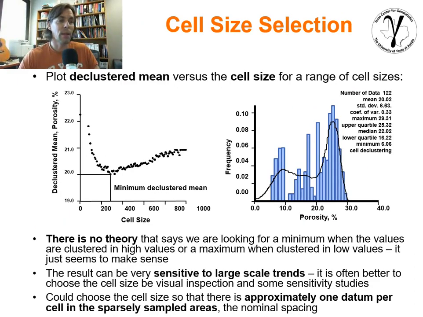Okay. Now, if you're looking at the previous discussion, you might be a little concerned about the influence of the cell size. And clearly, changing the cell size is going to change the result, the weights that are applied to the data. In fact, if you think about it, we could plot the declustered mean, the mean after we applied the declustering weights to the data, versus the cell size. And let's do a thought experiment. What happens if the cell size is very, very small?